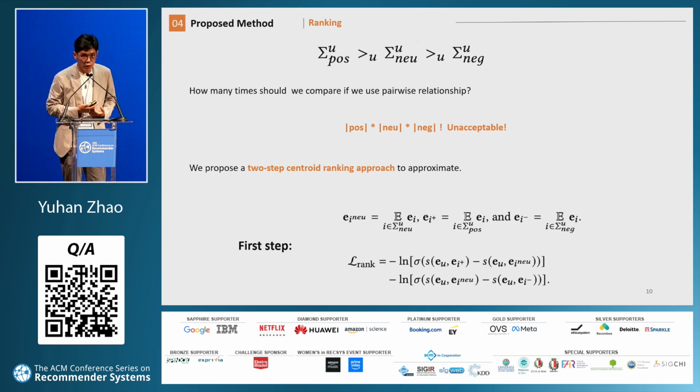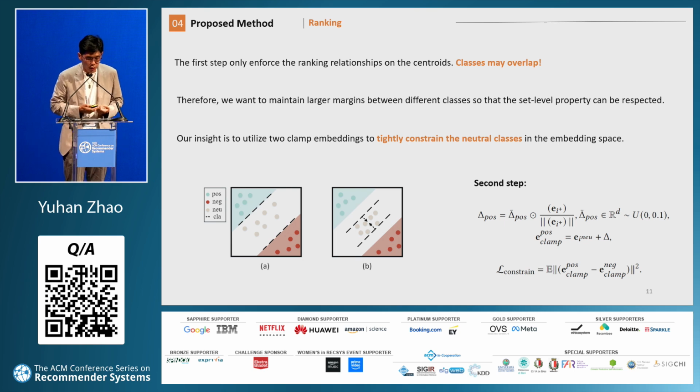First step, we calculate the centroid of each class. Then we use the L rank to model these centroid relationships. But only the first step does not work, because the first step only enforces the ranking relationship on the centroids. But classes may overlap. Therefore, we want to maintain margins between different classes so that we can keep the site-level property. Our insight is to utilize two clamp embeddings.